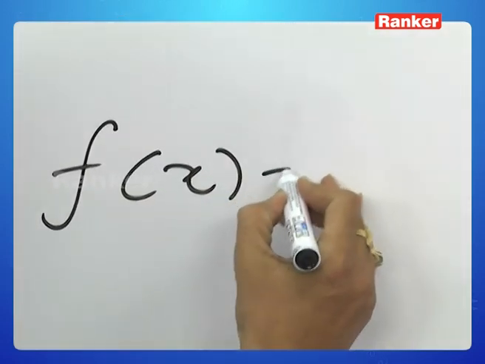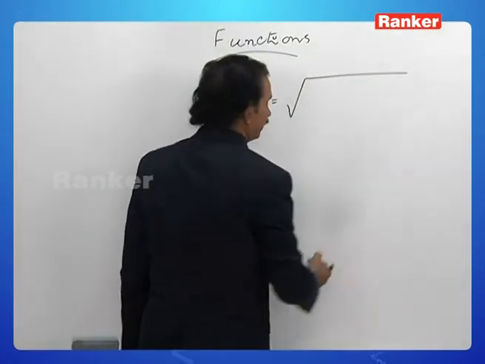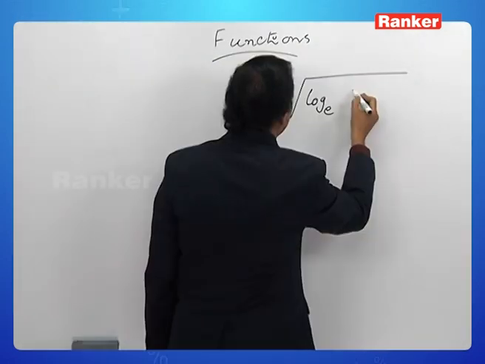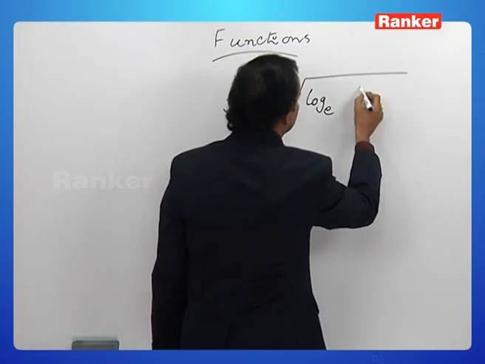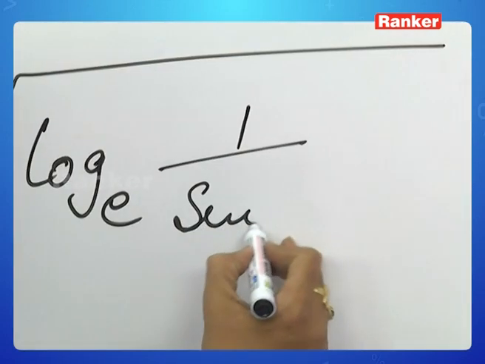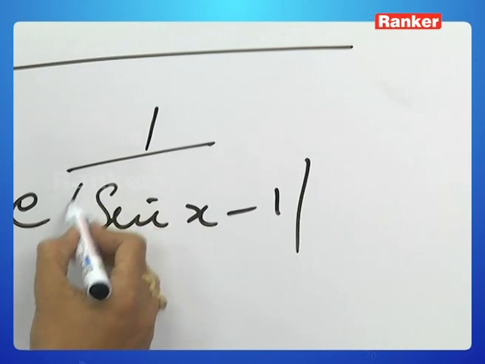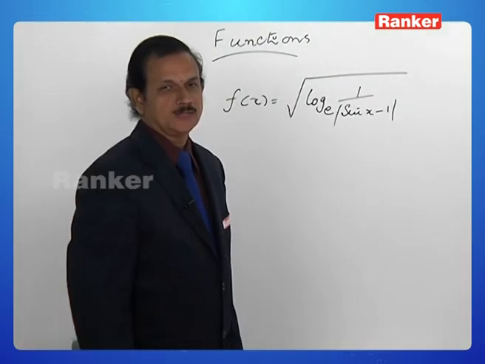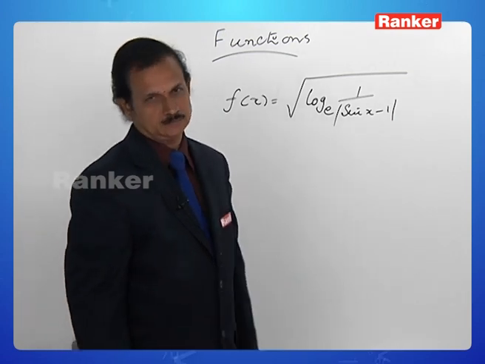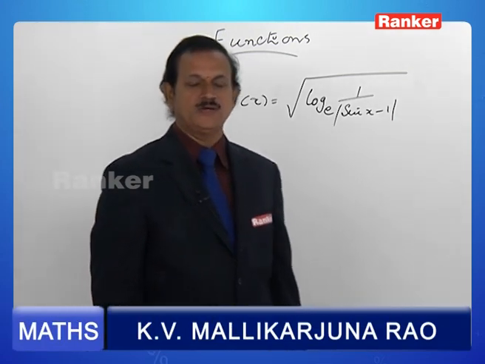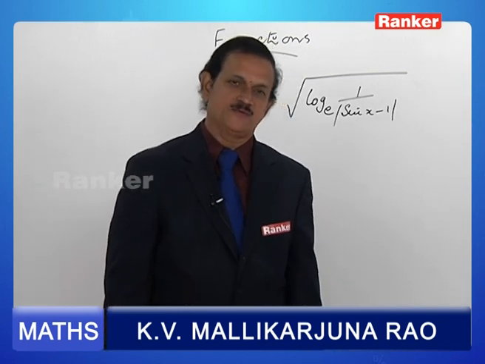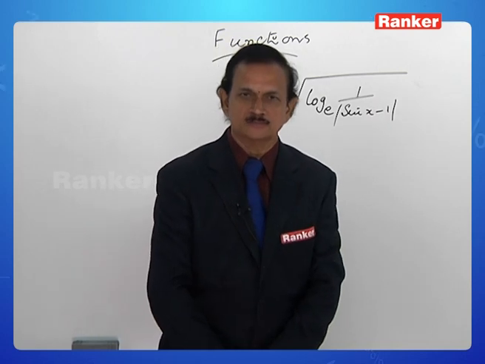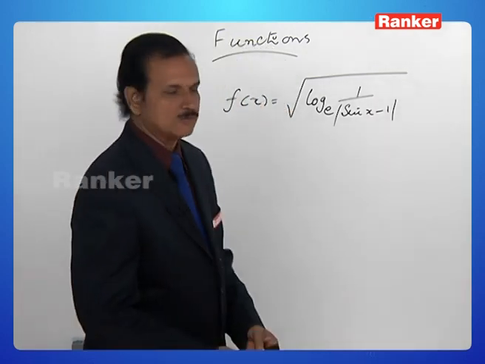f of x is equal to square root of log of 1 by mod sin x minus 1. Here we require the domain. That is, we require the place where x should lie so that f of x is defined conveniently. Let us have a look over that.